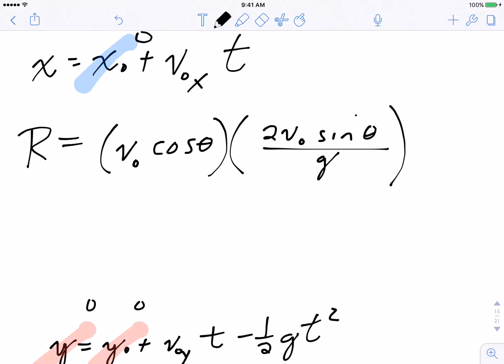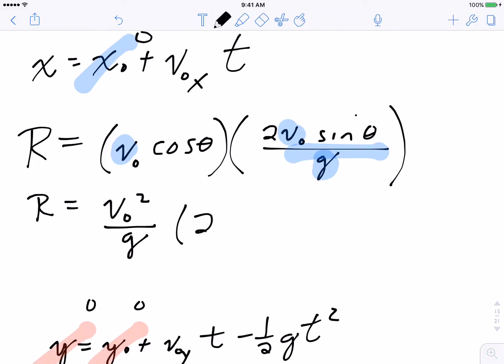Okay, but what I'm going to do is going to say, okay, let's start putting things together. And so now I have range is equal to, actually I'm going to do this, V0 squared over G. And you can take a look at that. Am I doing legal algebra? Sure. I'm putting V0s together, and I've got it divided by G. Everything else is being multiplied, so I'm following my order of operations rules. And I end up with this: 2 times the sine of theta multiplied by the cosine of theta.